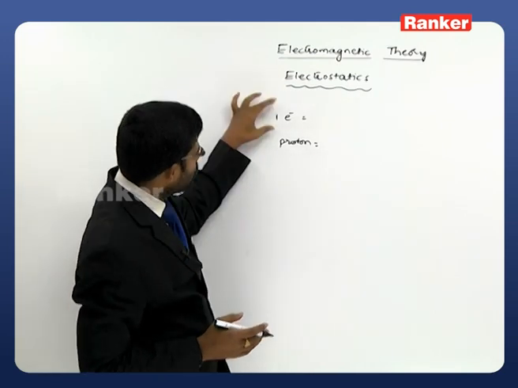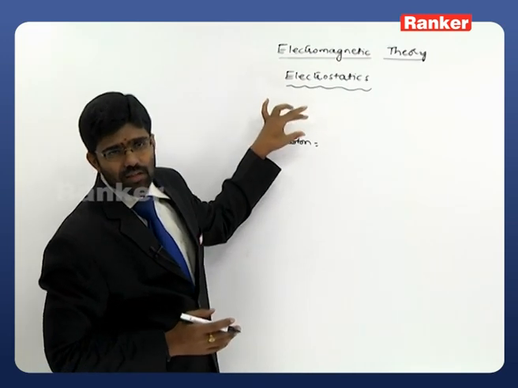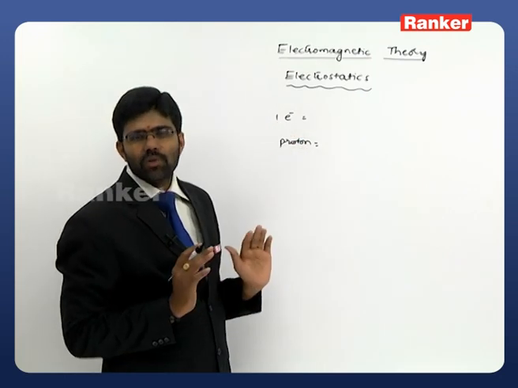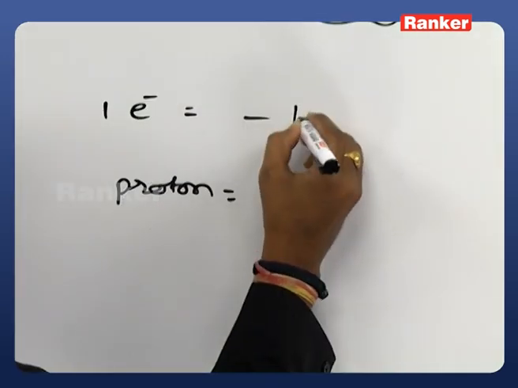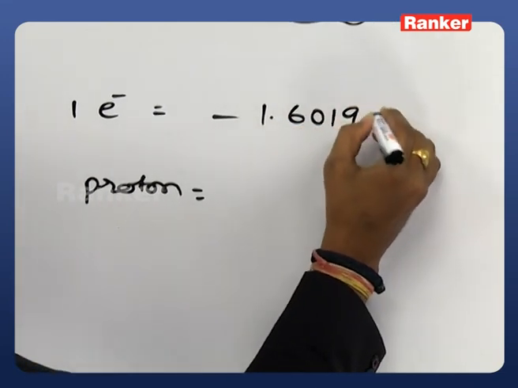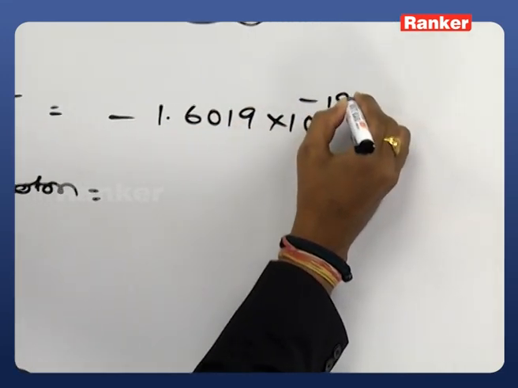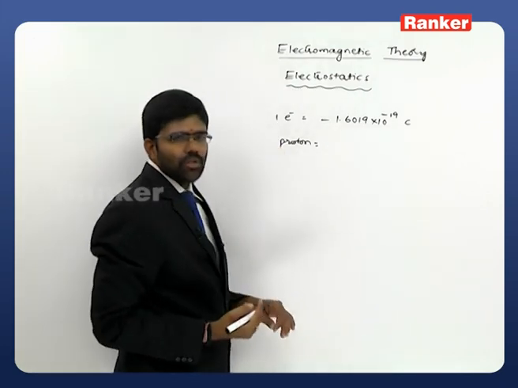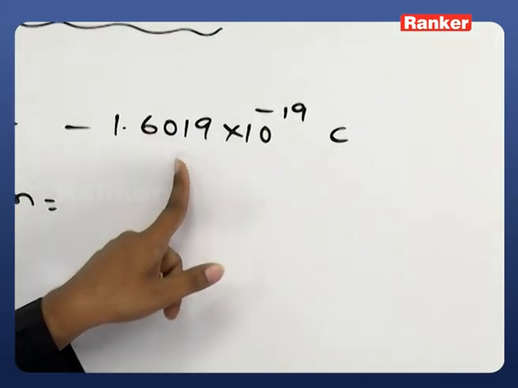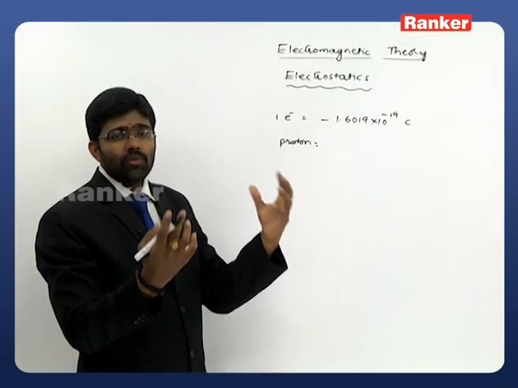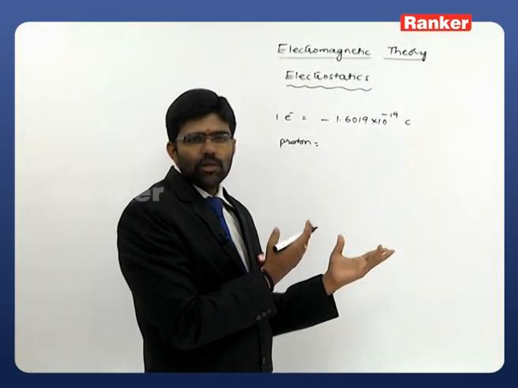In most of the practical cases, the electron is the charge reference we consider. For one electron, what is the charge? Minus 1.6019 into 10 power minus 19 Coulomb. So if we have an electron, then we always need to take this particular charge. And if you have more electrons, we need to consider a multiple of this one.